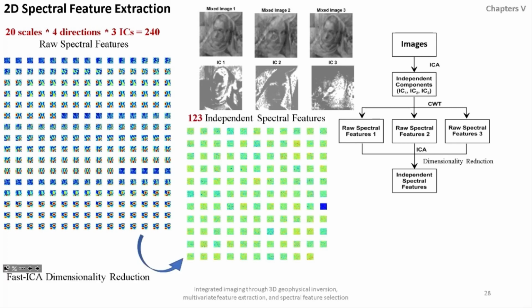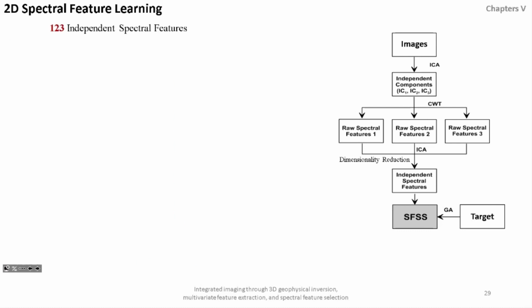The resulting 240 raw spectral features are passed through an ICA dimensionality reduction. You remember the hardware limitation to extract 123 independent spectral features. The extracted features are then fed into the machine learning feature selection algorithm. This is the end of the feature extraction process.